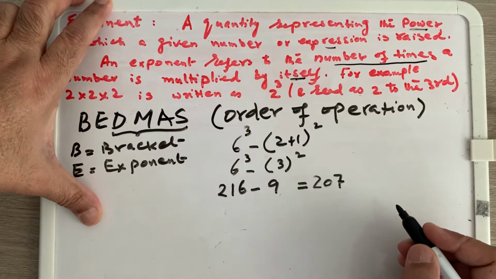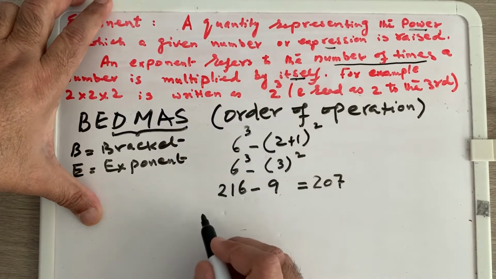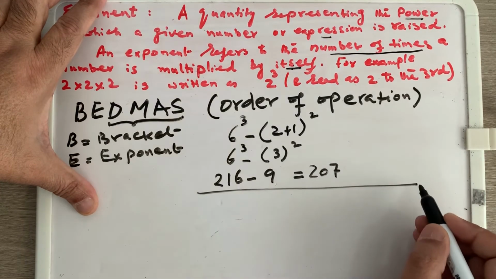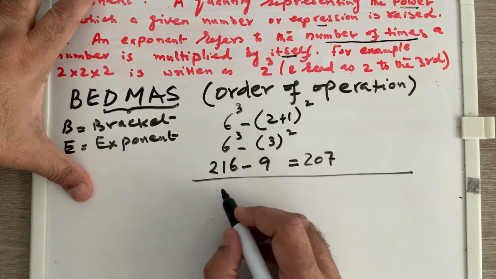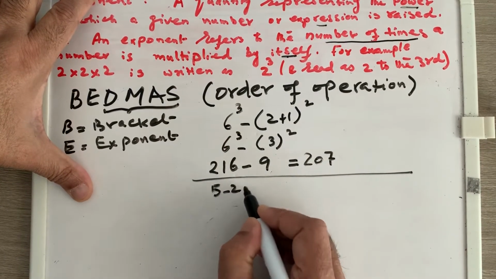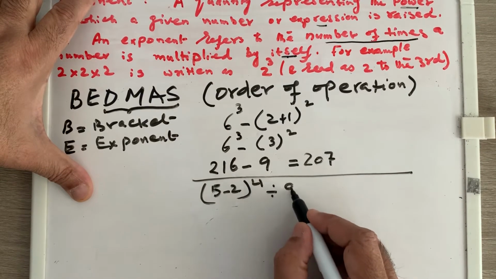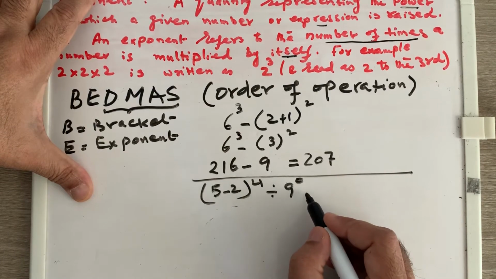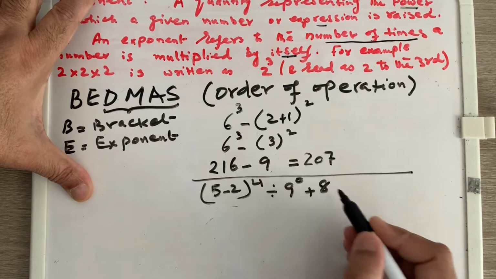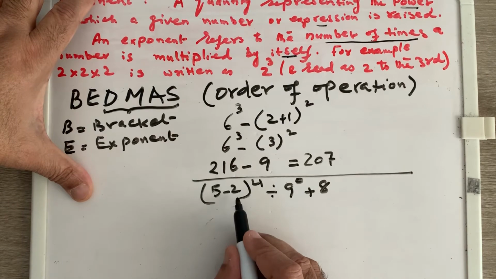So this is how we deal with the order of operation. Now we take another example. 5 minus 2, maybe any power. You can make your own examples, or you can do your curriculum book exercise, but this is just an example: 5 minus 2 to the power 4.